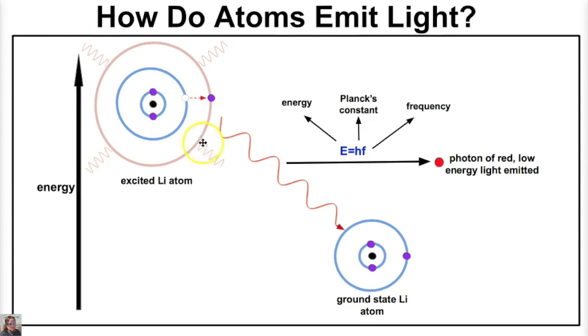Okay, so when you go to that 4th of July fireworks show and you see all of those pretty colors, what is happening there? Well, that's what we're going to talk about right now. We are going to talk about how atoms emit energy in the form of light.